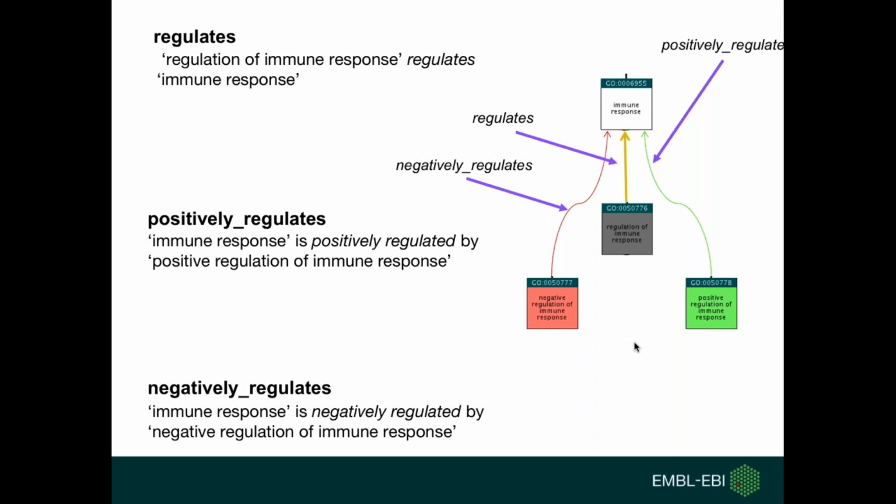Finally, next we have the regulate terms. So we have regulates, positively regulates, and negatively regulates. And we'll put this in the idea of the immune response, where a gene product can regulate the immune response, or it can activate the immune response. So we would say positively regulates the immune response, or it can suppress the immune response, where we would say negative regulation of the immune response.